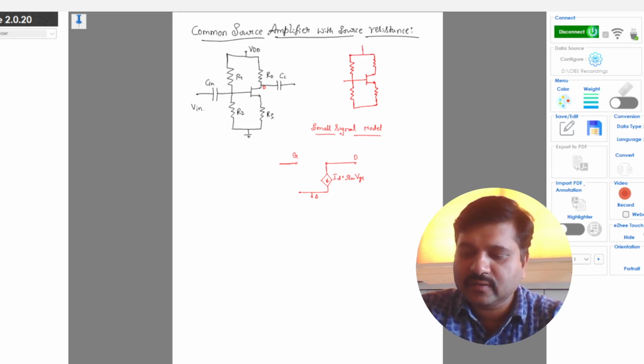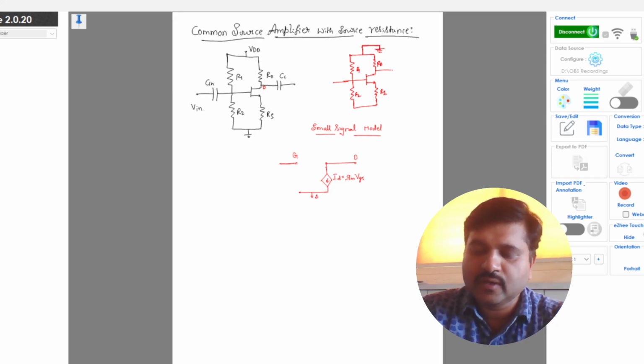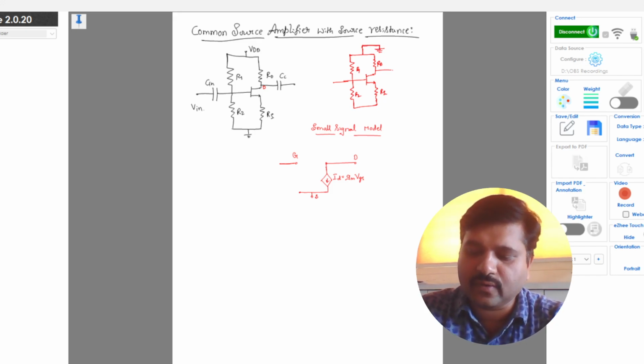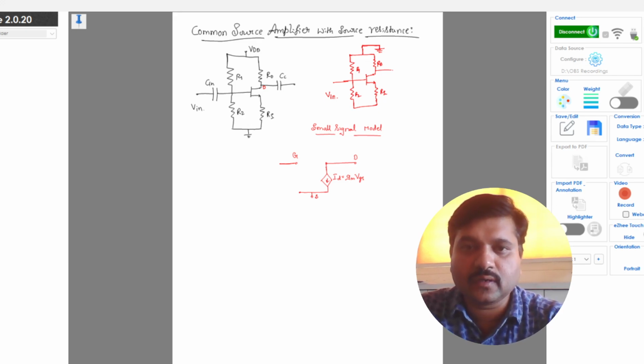Okay, so this is the modified circuit after shorting the capacitors: R1, R2, RD and RS, and the DC supply is connected to ground. So this is the modified circuit for the given circuit. Fine, this is Vin. Now to write the small signal model, we add these components along with the MOSFET model that we have added here.